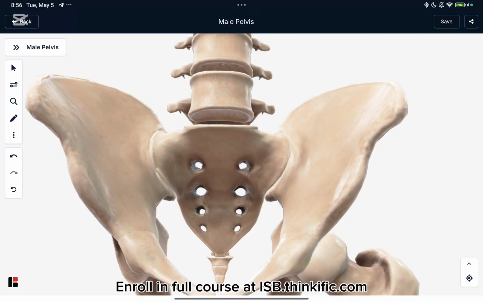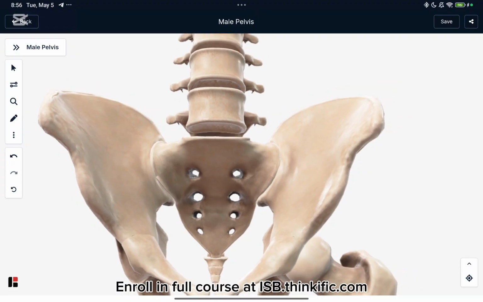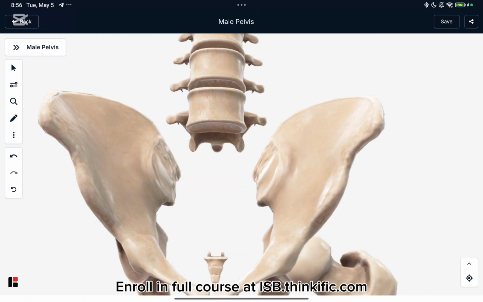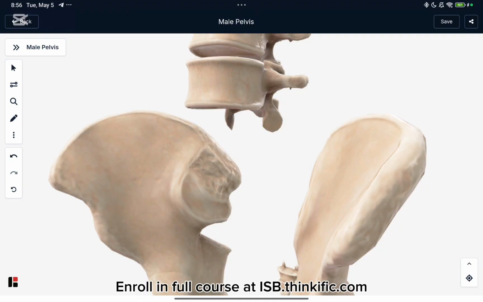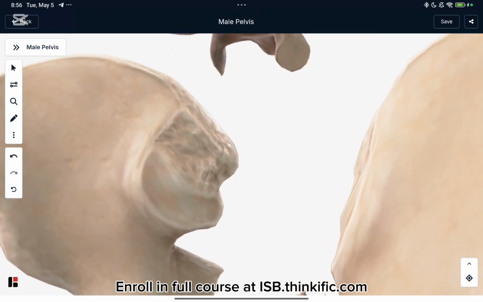These massive joints are actually synovial joints. Let me show you how these two bones meet. For that purpose, I just want to remove the sacrum and show you the inner surface here. Let's remove this vertebra also. And this is the surface of the ilium that meets the sacrum.